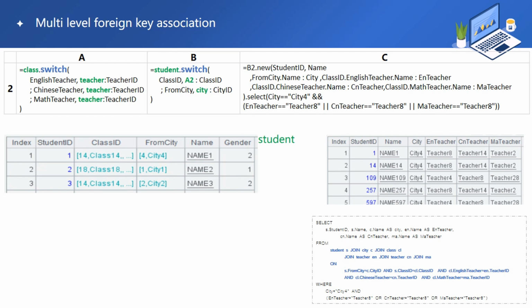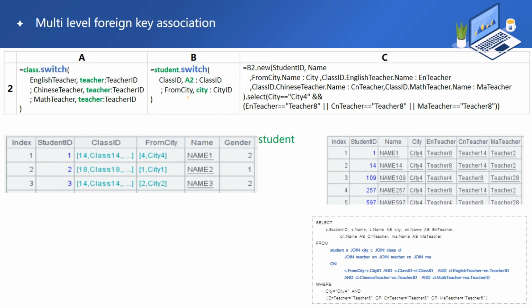The student table has 2 foreign key fields, and the class table has 3. There is also a multi-level association between the student table and the class table, and between the class table and the teacher table. To query students from City 4 and whose teacher is Teacher 8, 4 tables need to be associated together. The switch function supports associating multiple foreign key tables simultaneously.